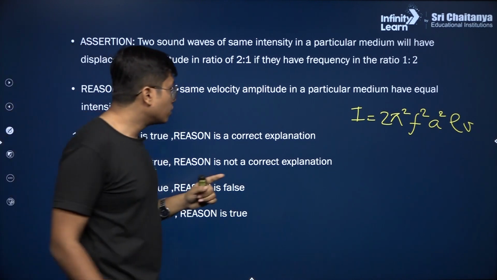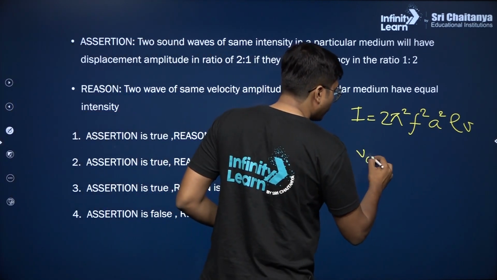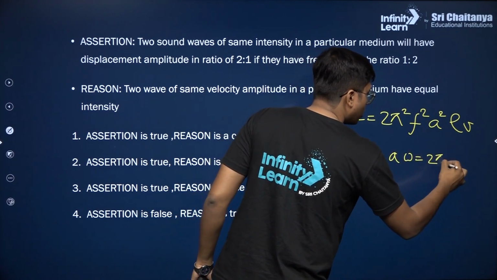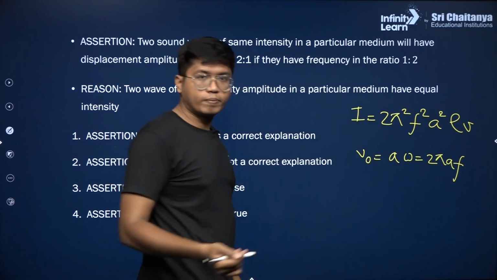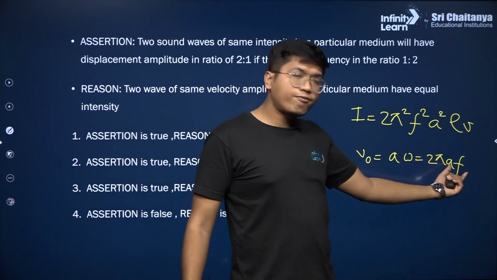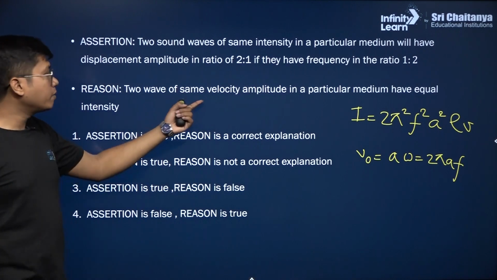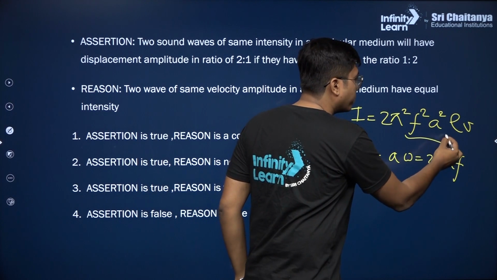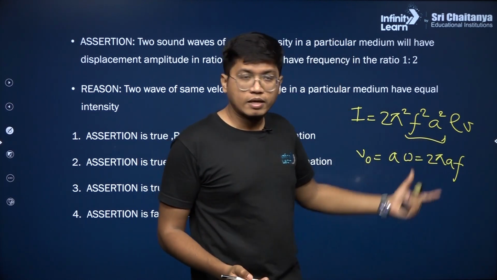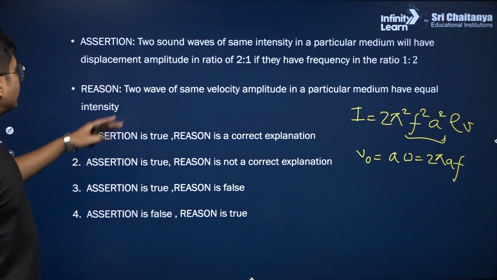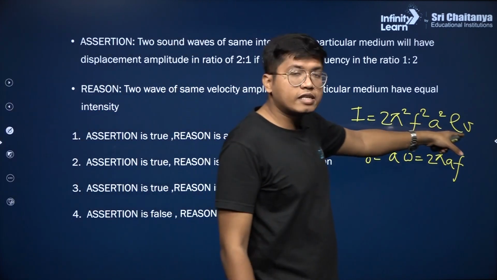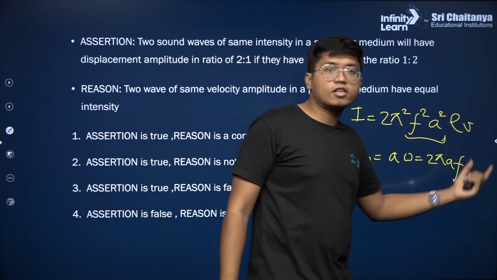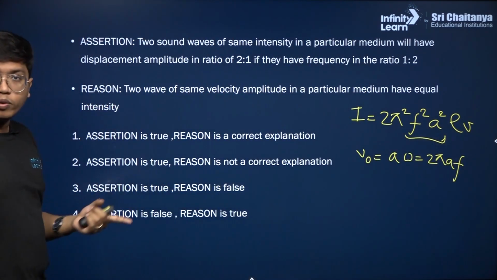Next says, two waves of same velocity and velocity amplitude in a particular medium have equal intensity. Now velocity amplitude, we know V naught was equal to a omega, which is just 2 pi a into f. Omega is 2 pi f. So that tells you that AF is constant. If the velocity amplitude is the same, which means AF is the same. So this part becomes same for both the waves, f square a square. They have also said that it's in the same medium. Same medium means the density is the same and the velocity of the wave is also same. So rho and v are also same. So the intensity of the two waves will be same.